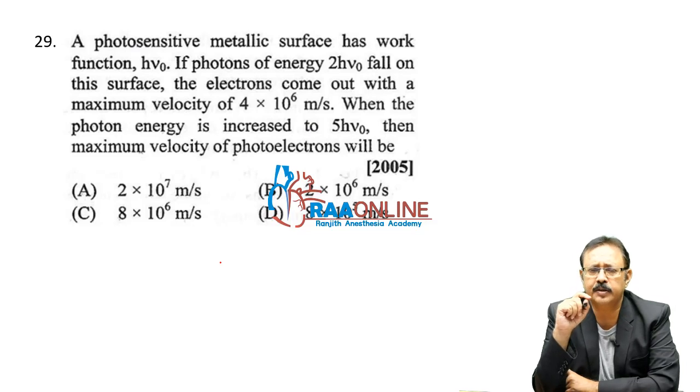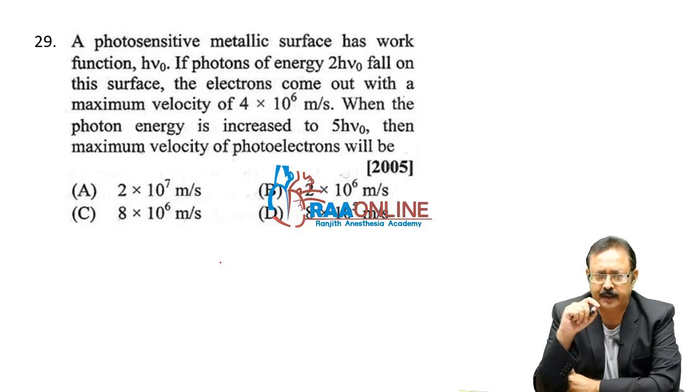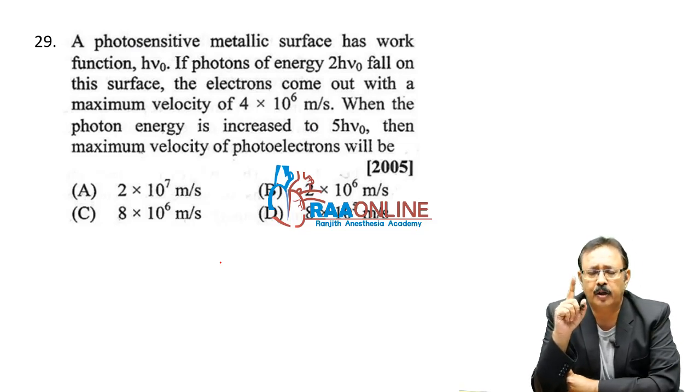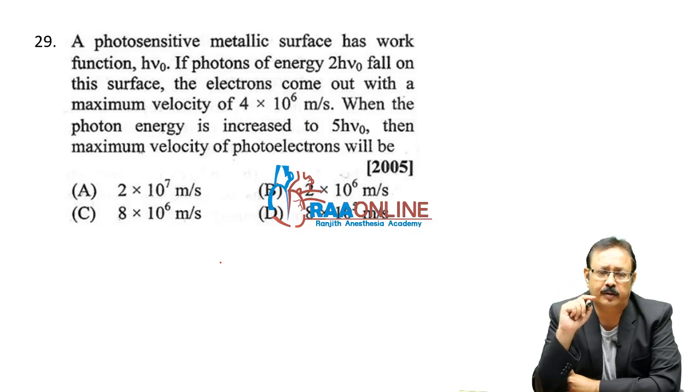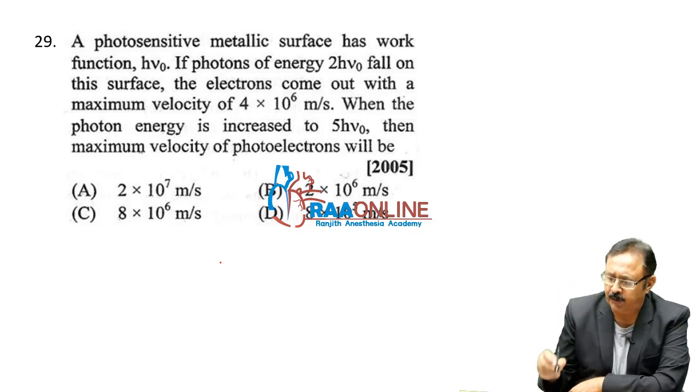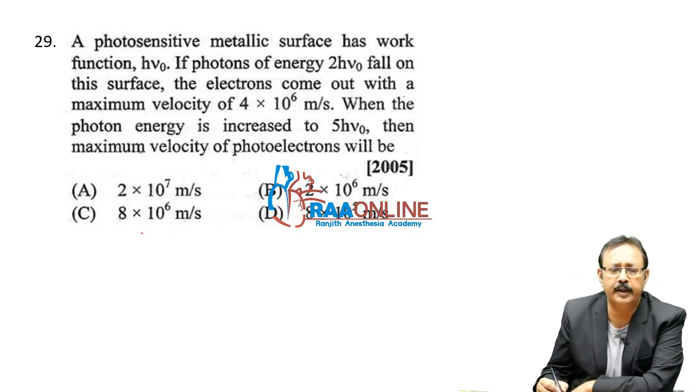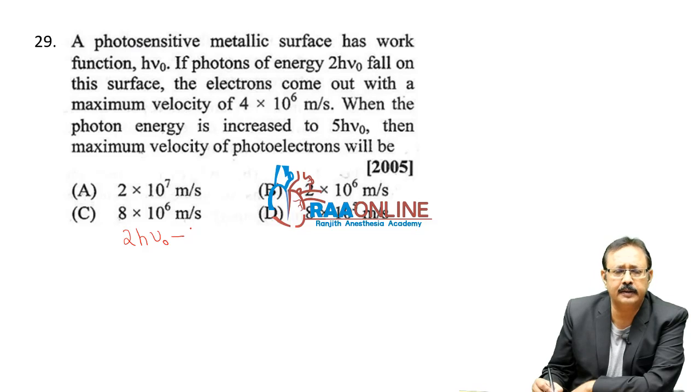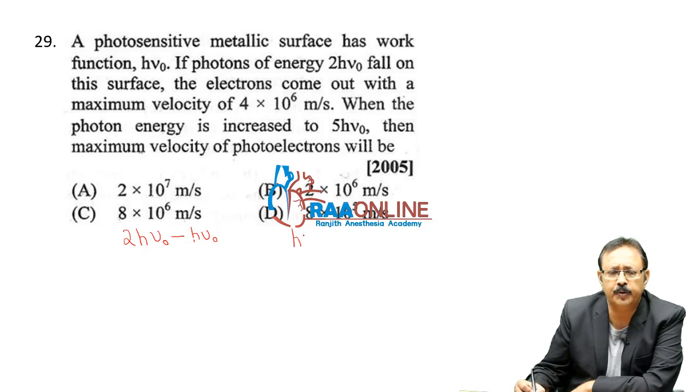Electrons come with maximum velocity of 4 into 10 to the power 6 meter per second. When you increase the photon energy up to 5 h nu naught, what is the maximum velocity of photoelectrons? So what happened initially? You send a photon of 2 h nu naught. Metal spent this part in taking the electron out of the surface. So kinetic energy was due to this h nu naught. It gave kinetic energy to the electron and it got one velocity v.